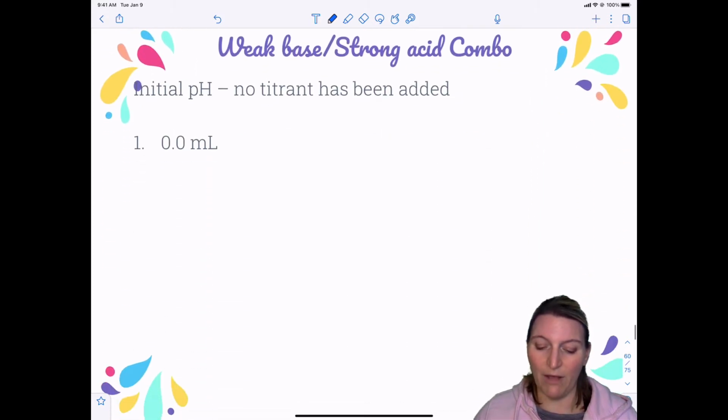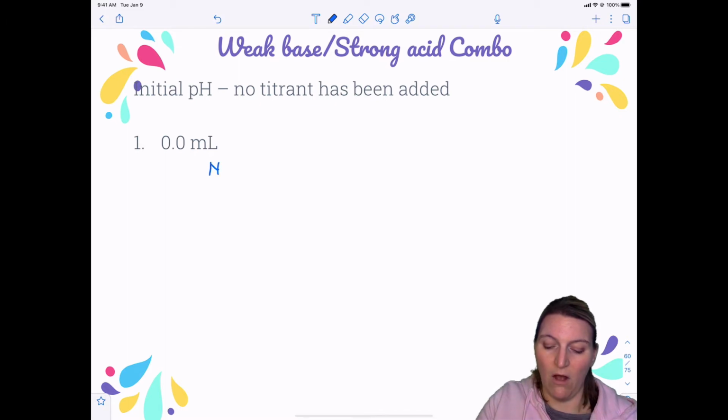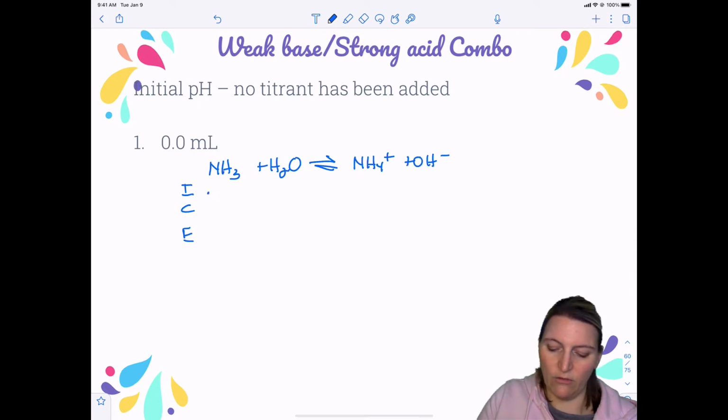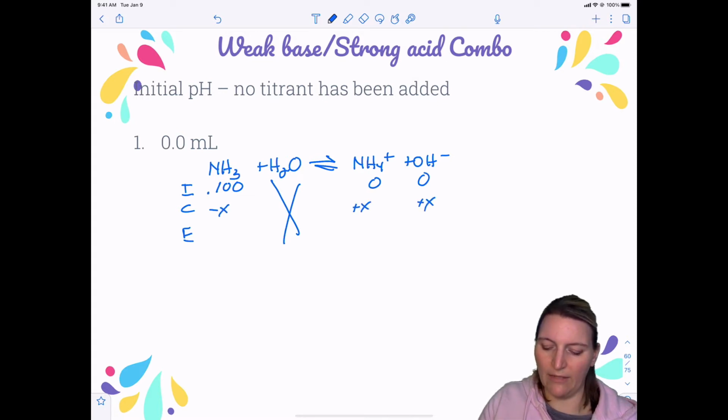So our first type of calculation is when nothing has been added, no titrant has been added, so all we have is the weak base. All we have is NH3. And of course, it will react with water. It will grab a hydrogen off of water, leaving behind the hydroxide ion, which is why the pH is going to be above 7. The concentration is 0.100, minus X, plus X, plus X: 0.100, X and X.